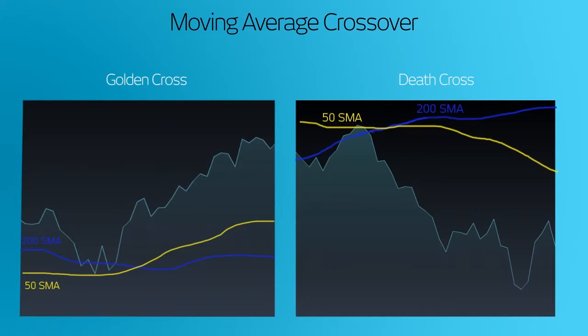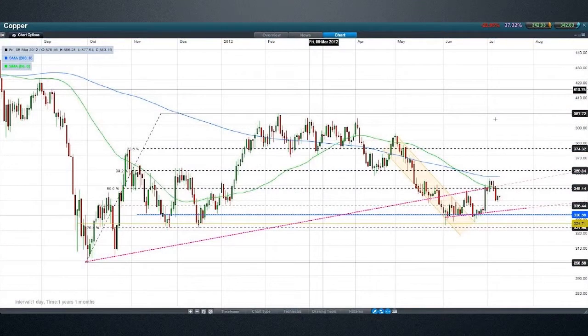Using them in conjunction with some of the other indicators, such as the RSI, support, resistance, and trend lines, can really help your trading. And while not all trades will be successful, it can give you a better edge on the market. So this is a copper chart we have here, which represents 1 year of trading, where every candlestick here represents 1 day of trading.